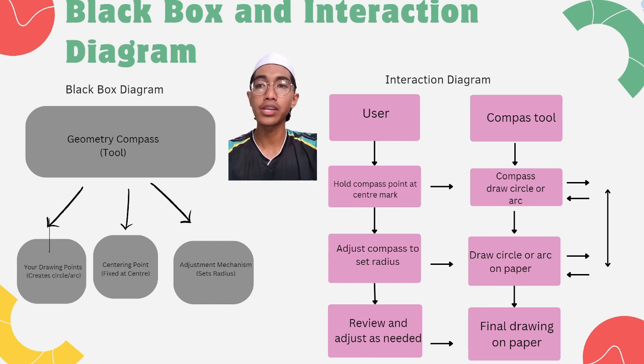Now I will explain the interaction diagram. This is the interaction between the user and the compass tool. The user holds the compass point at the center mark and the compass draws a circle or arc. Then, the user adjusts the compass to set the radius to draw a circle or arc on the paper. Last, the user reviews and adjusts as needed to finalize the drawing on the paper.